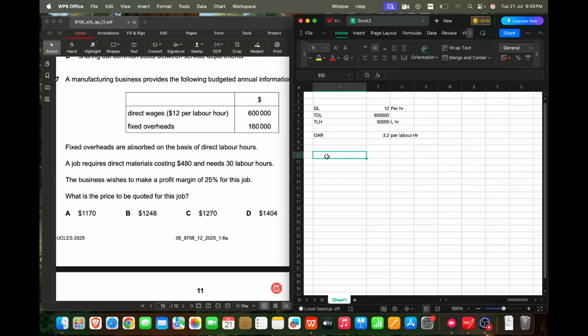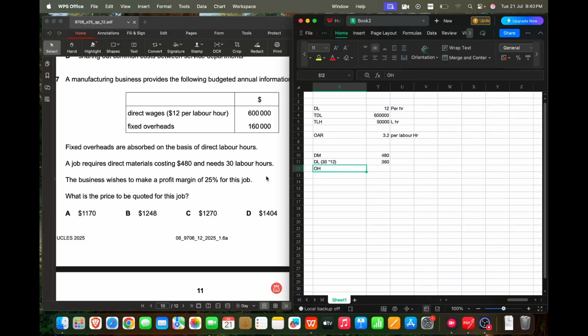So let's calculate the cost. We have direct material cost given in the question, $480. Then we need direct labor, and they said they require 30 direct labor hours, and each hour of labor requires $12. Okay, direct wages, so $12. So 30 into 12, 360. Now we need to calculate overhead.